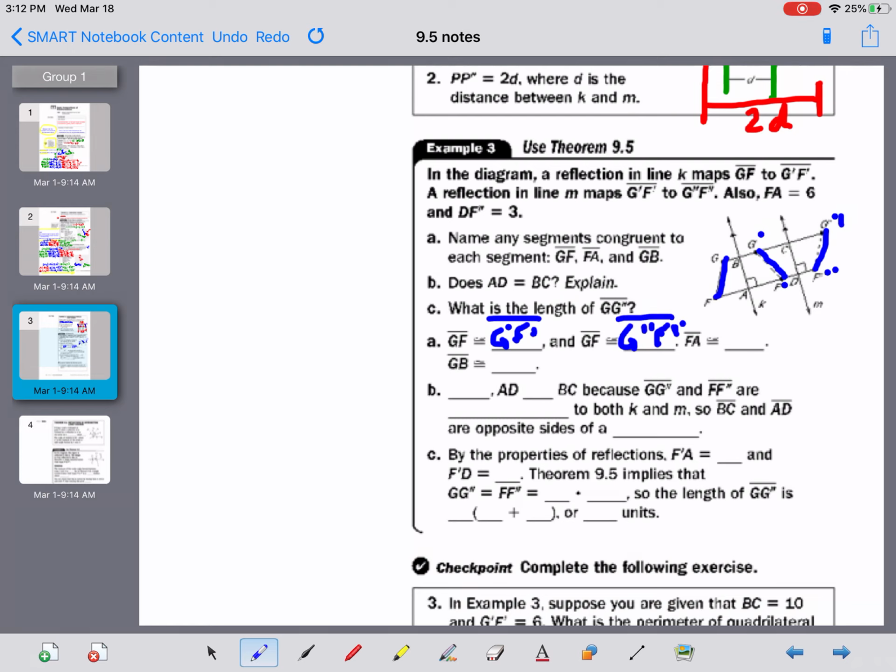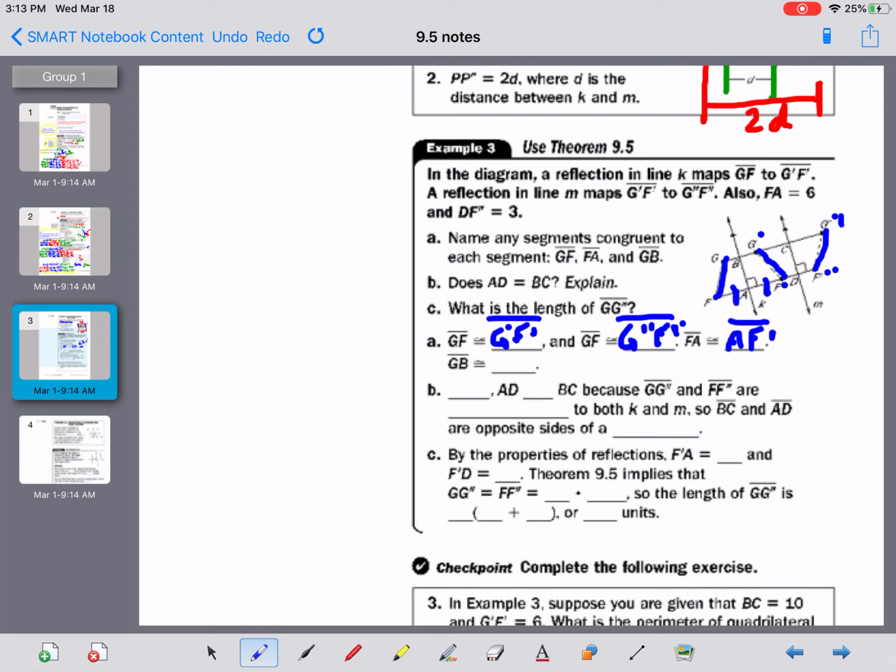Now our next one we ask on is FA. FA is down here. F to A is the length from point F to the reflection line K there. But if one of the meanings of reflection is you move things the same amount of space away from the reflection line, so the point from F to A is going to be the same from A to F prime because it moves it the same amount of space away from that reflection line. So FA is going to be congruent to the segment AF prime. And by the way, the order you write that in doesn't matter. I'm just trying to keep it left to right as I kind of read it.